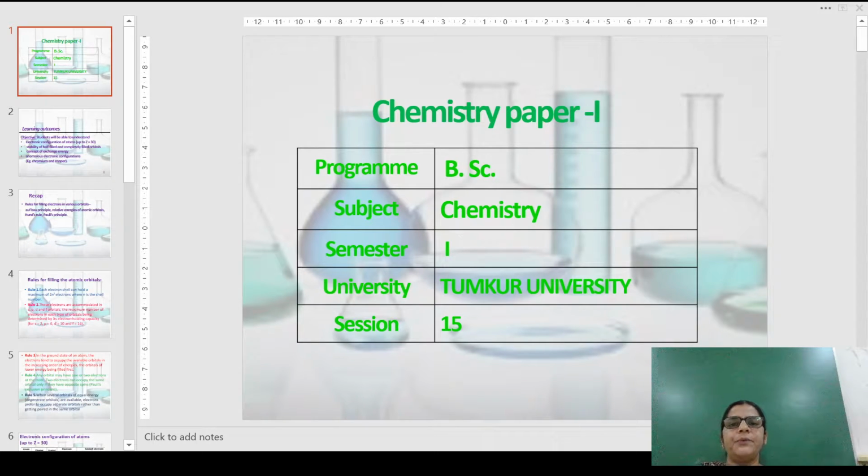The first rule that we have to follow while filling the atomic orbitals or writing the electronic configuration is this. Each electron shell can hold a maximum of 2n² electrons, where n is the shell number or the energy level. For example, if n is equal to 1, it can take up only 2 electrons, that is the K shell. Now when you come to the L shell, n is equal to 2, so it can take up 2 × 2², that is 2 × 4, equal to 8 electrons. Similarly, for the next shell, when n is equal to 3, it can take up 18 electrons. And all these indicate the stability.